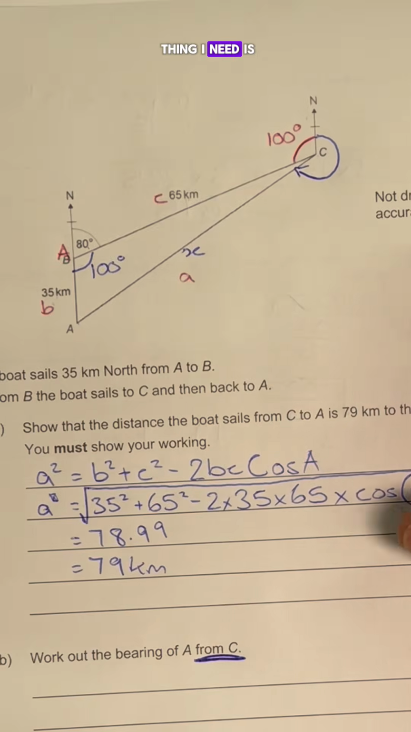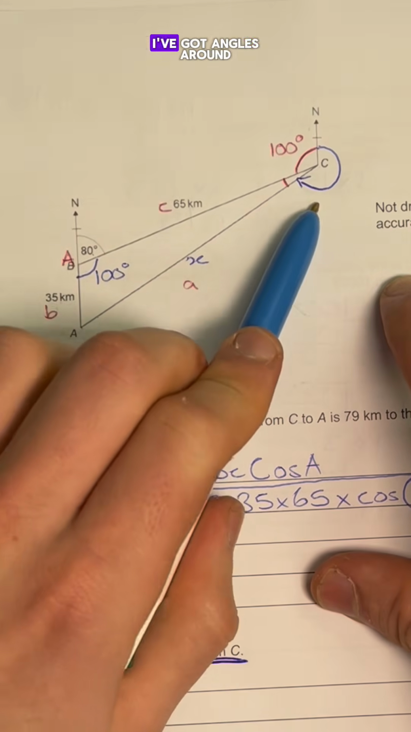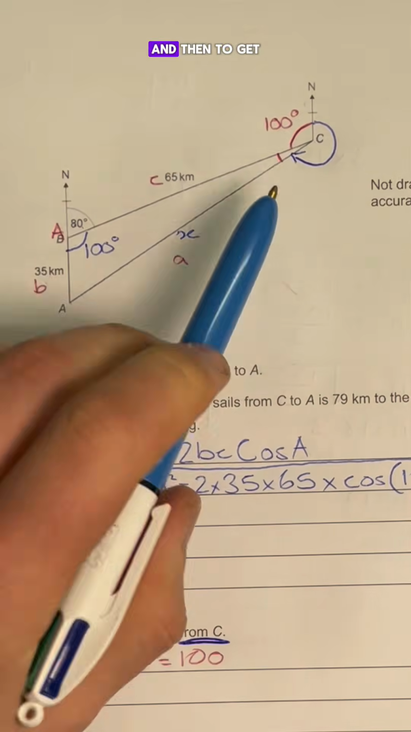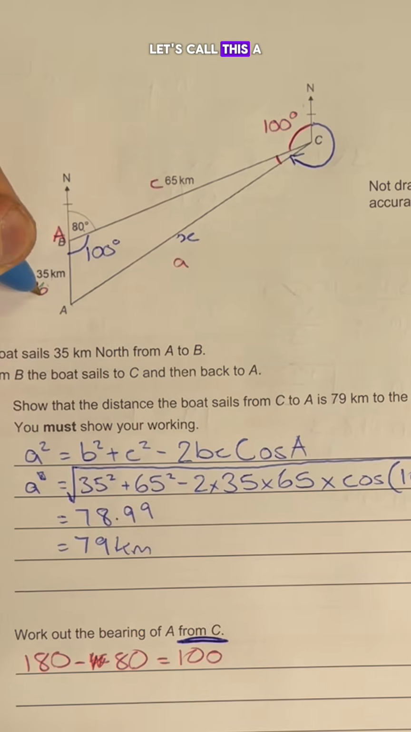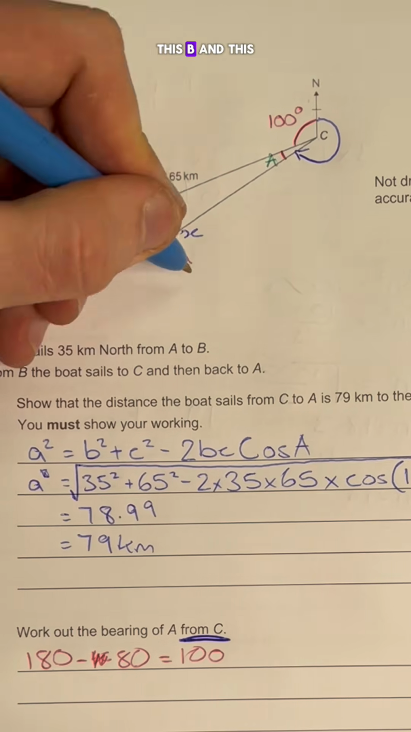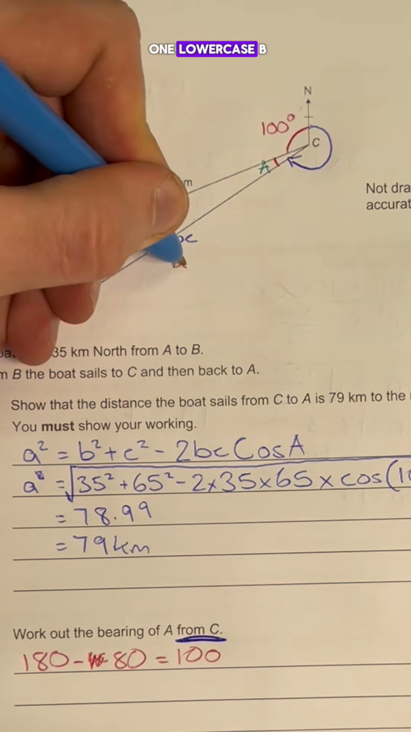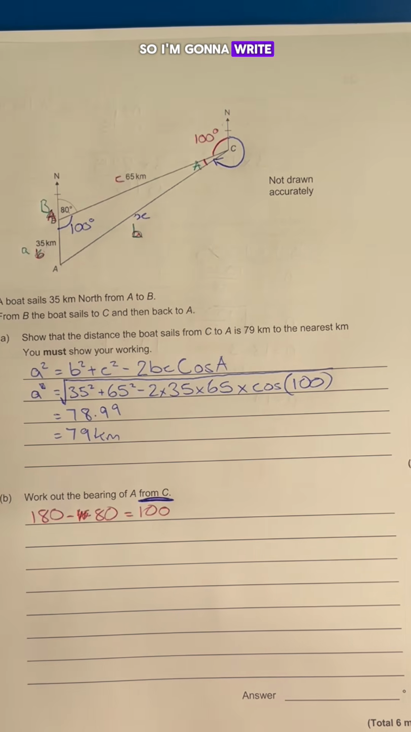And the only other thing I need is just this angle here. As soon as I've got that angle, then I know that I've got angles around the point. And then to get this angle, well, I'm going to be using the sine rule this time. So I'm going to label it up. Let's call this A, and that one capital A. This B, and this one lowercase b. Because we're trying to find an angle, I'm going to put the angles on top. So I'm going to write the sine rule down and then sub it in.